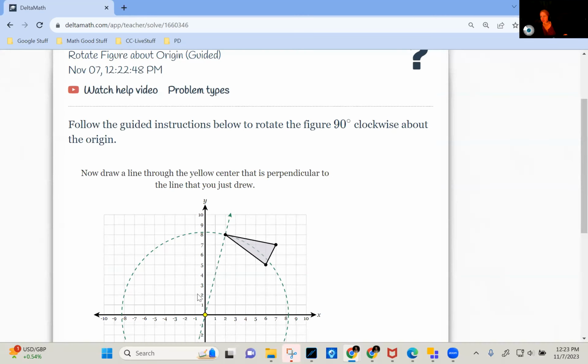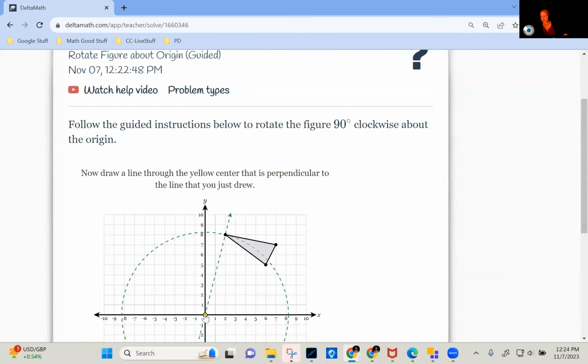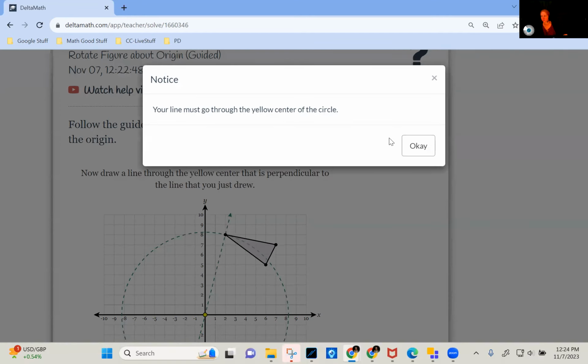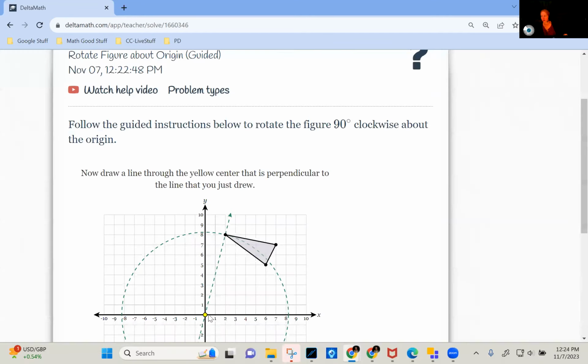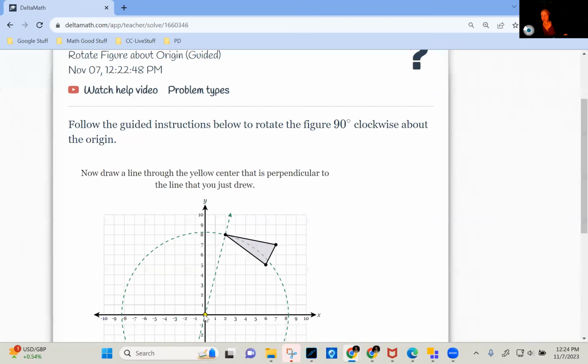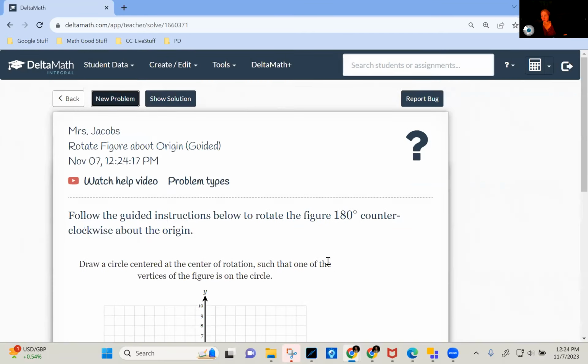I am struggling drawing a perpendicular line here. I think because it doesn't like where I'm putting it. I think I need to start with the yellow. I don't know. This is going to be annoying. Your line must go through the center. I know. I'm going to get a new problem. I think I messed this one up.